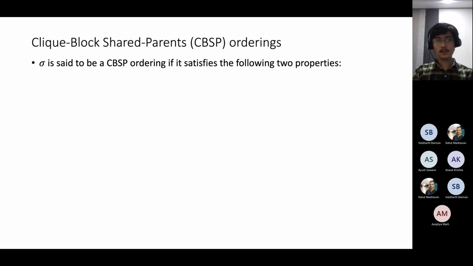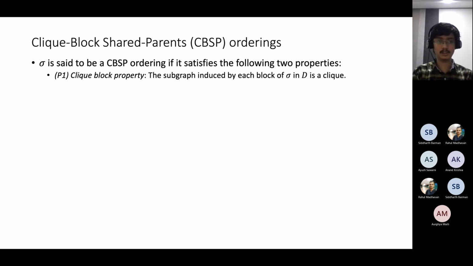Okay, so a topological ordering sigma is said to be a CBSP ordering if it satisfies the following properties. First is something called the clique block property. So what does it say? It says that the subgraph induced by each block of sigma in D is a clique, a complete graph, right? So we say that a topological ordering sigma satisfies the clique block property if the subgraph induced by each block of sigma in D is a clique. Okay.